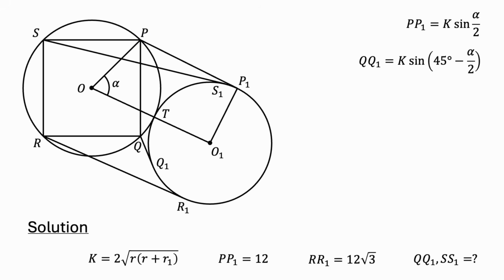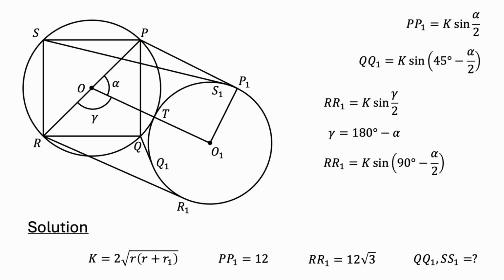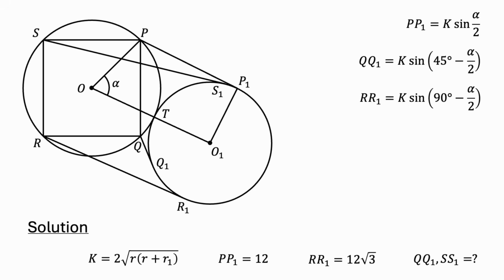Following this, connect O to R and label angle O1OR as gamma. Then RR1 equals K sine gamma over 2. Since gamma equals 180 degrees minus alpha, we have RR1 equals K sine of (90 degrees minus alpha over 2).